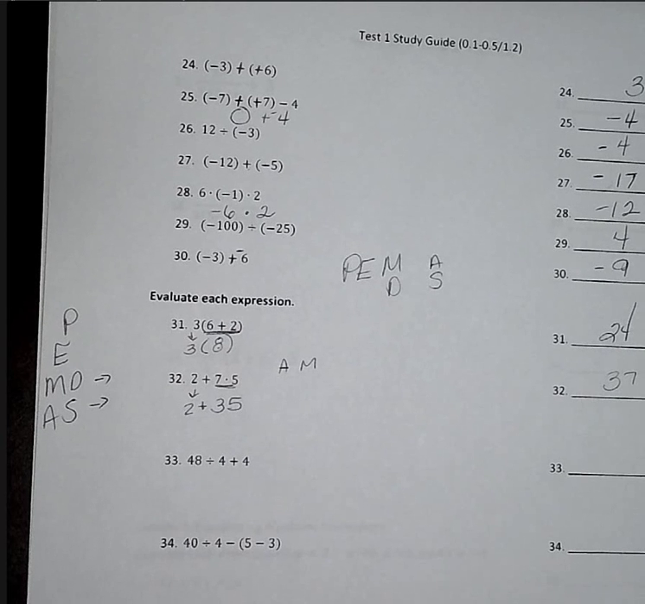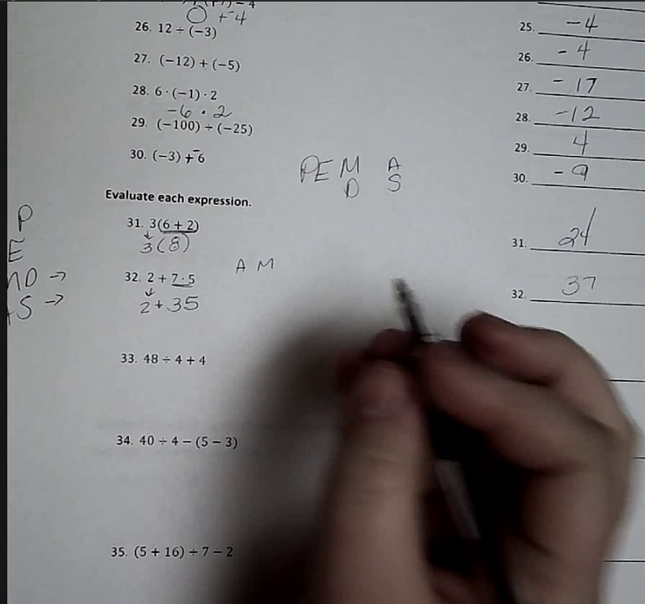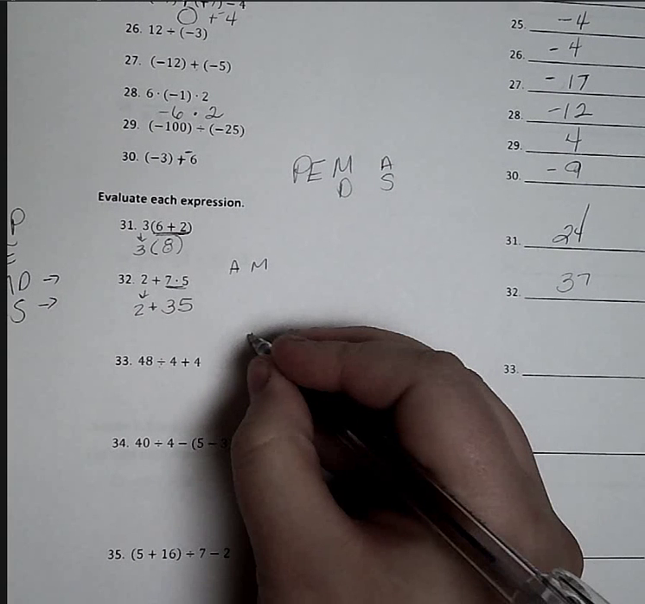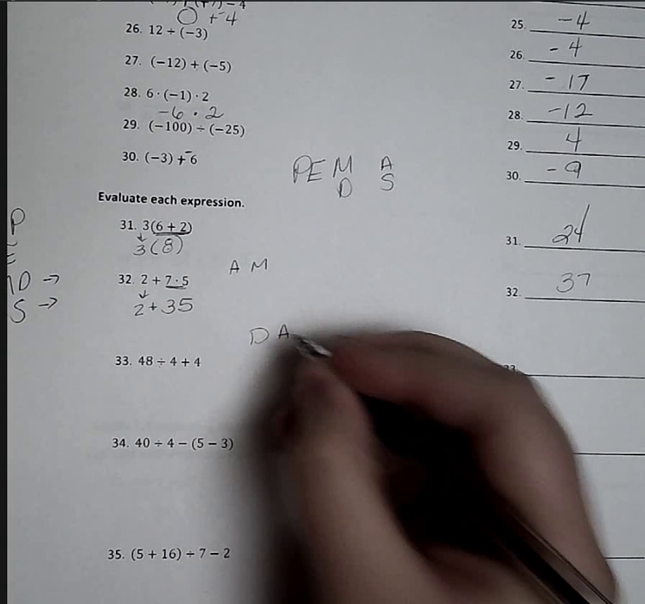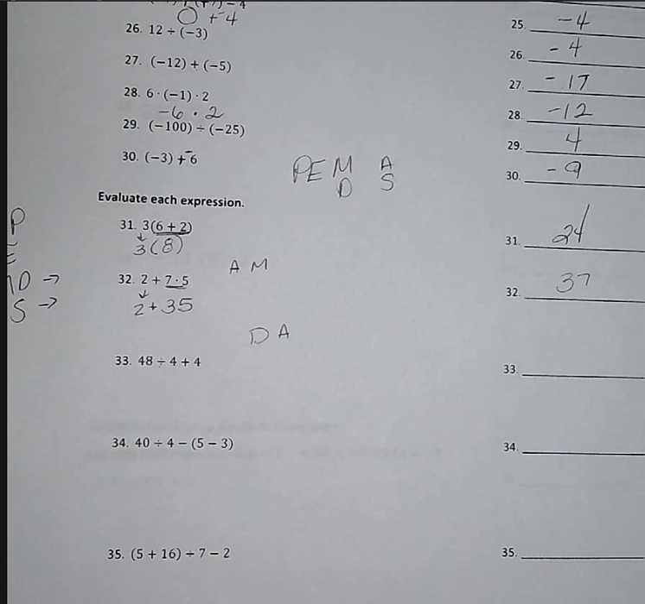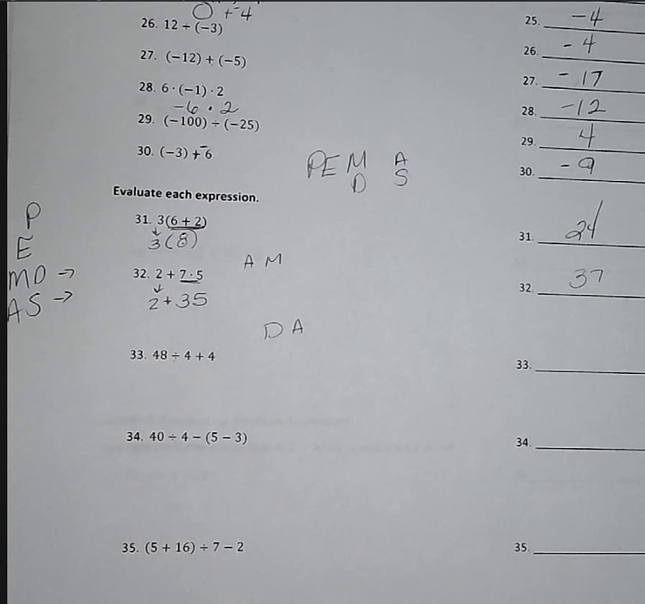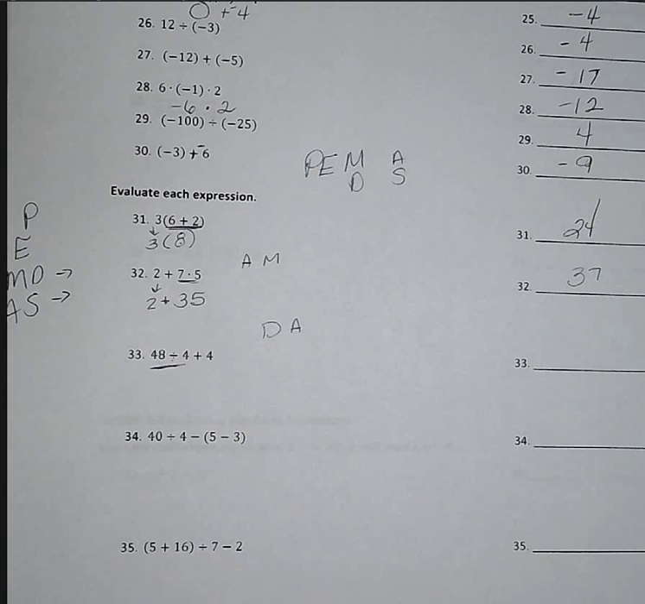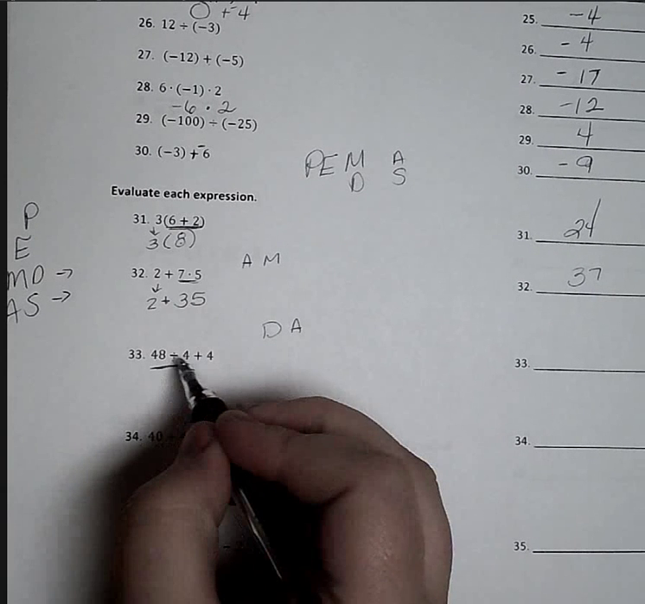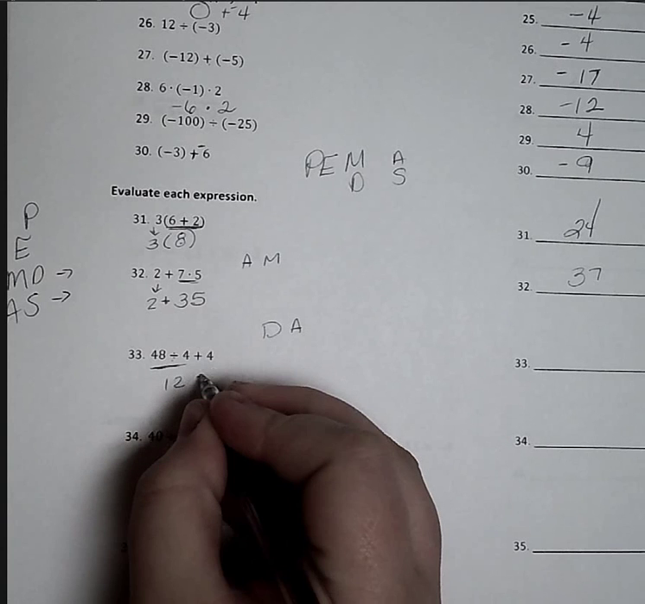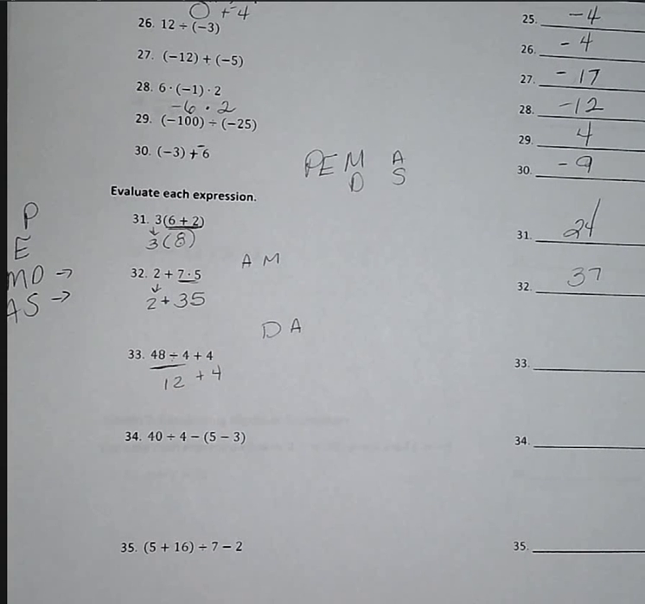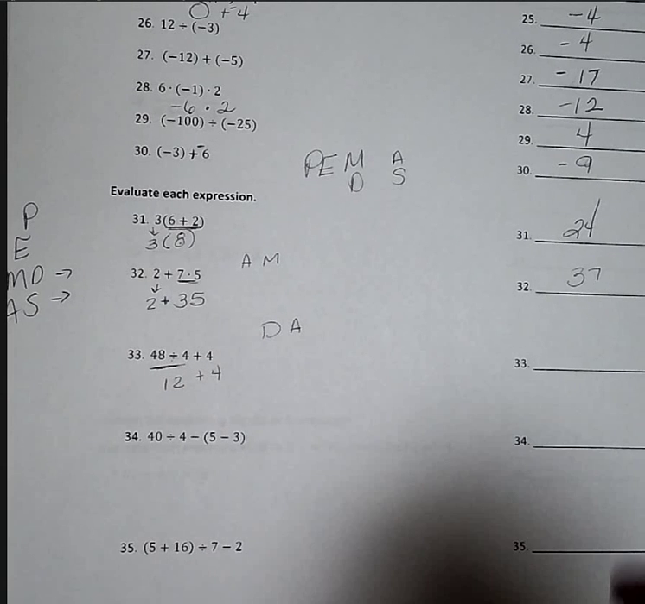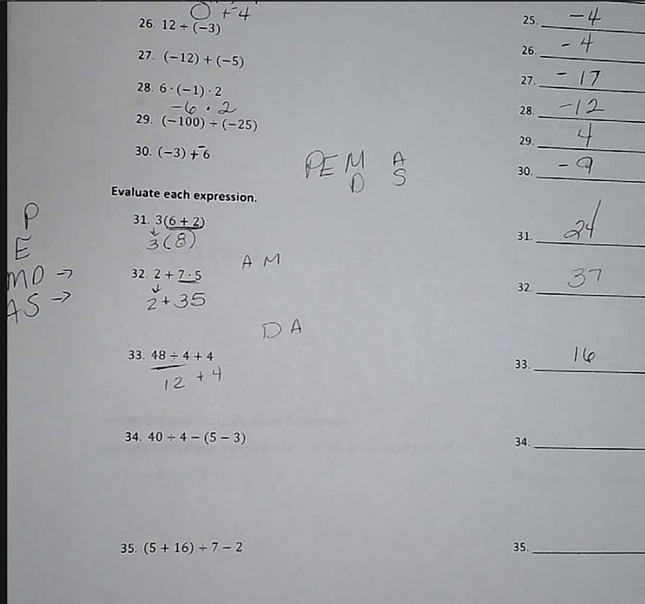On number 33, we have division and addition. So you have to look and say which one comes first. Well, division comes before addition, so you have to do that part first. 48 divided by 4 is 12. Bring down the plus 4. And now you do 12 plus 4, which is 16.